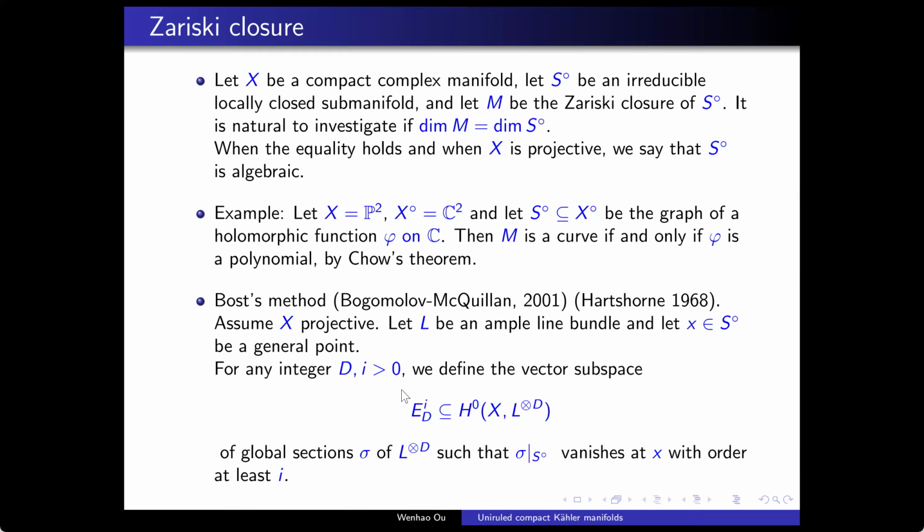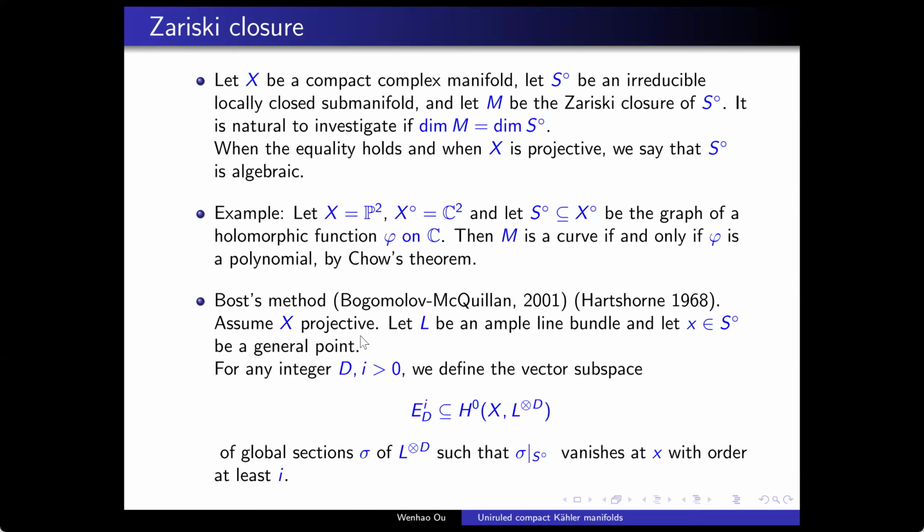So we'll see now when this equality may hold. We are searching for a criterion so that dimension M is equal to dimension S0. In the following two slides, we will use Bost's method from a paper of Bost in 2001, which is the same year as the paper of Bogomolov-McQuillan. They consider the same situation. Indeed, recently, Professor Cascini told me that Hartshorne already had a similar consideration in 1968.